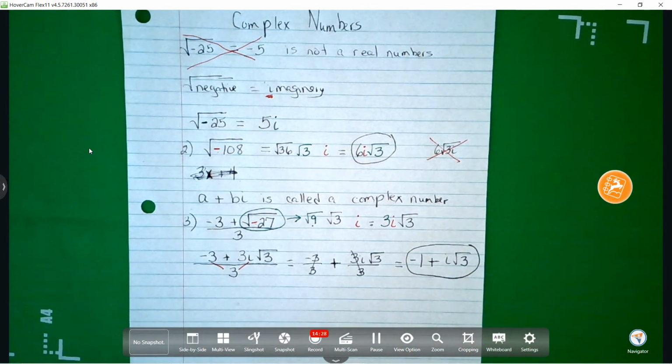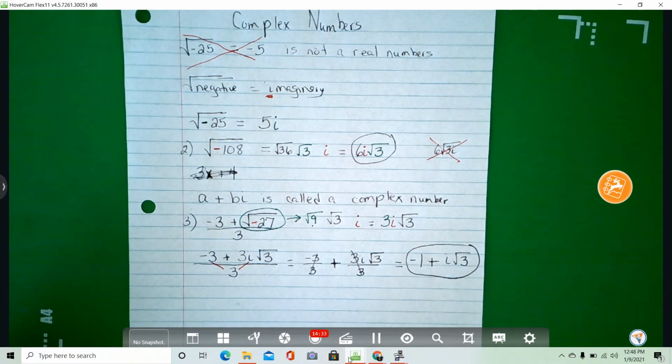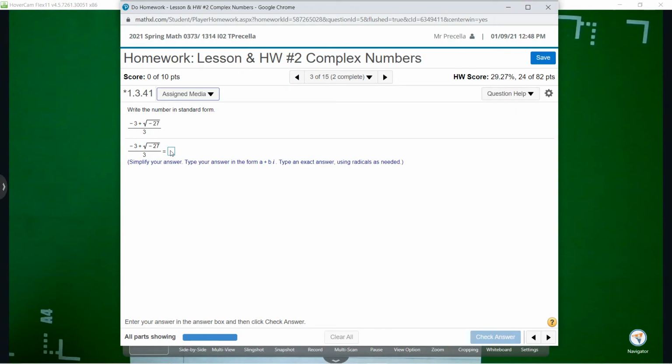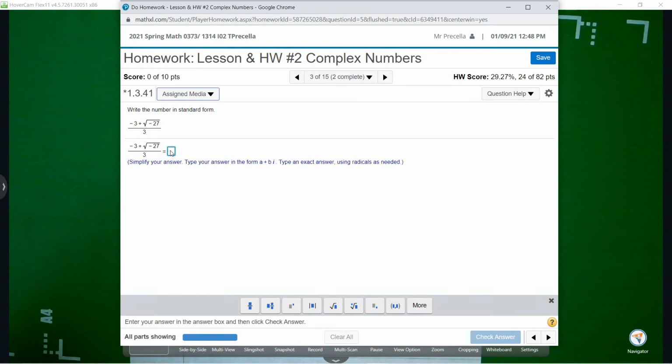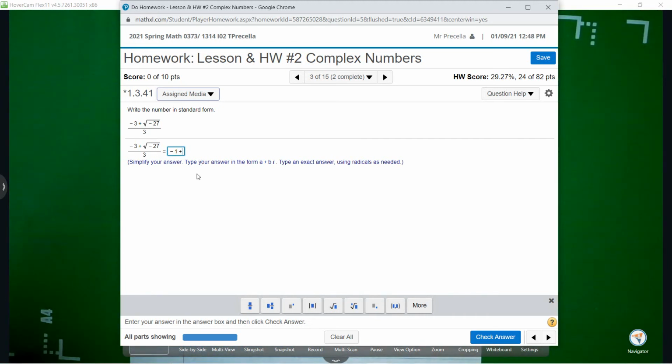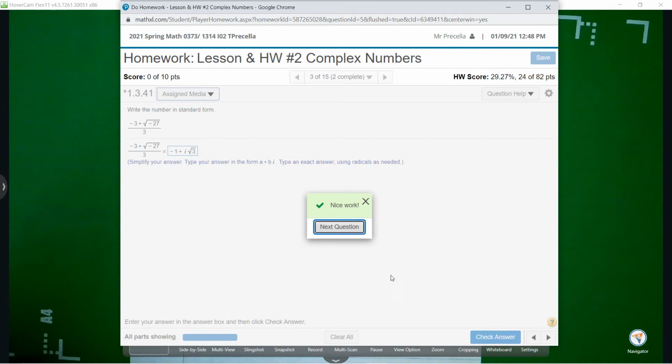So negative 1 plus i square root of 3. That's what we will punch in right now. Notice how you have an imaginary number and a real number. The negative 1 is the real number, plus i square root of 3. Okay?